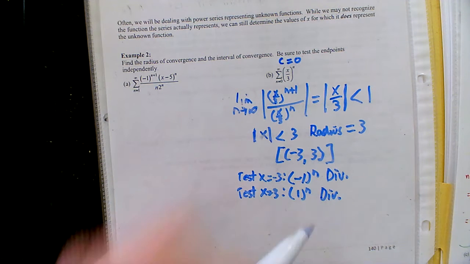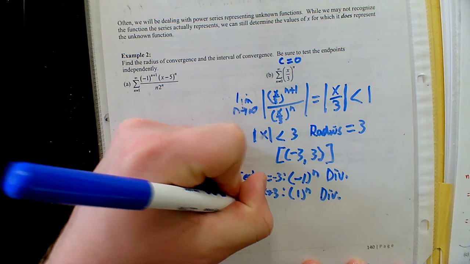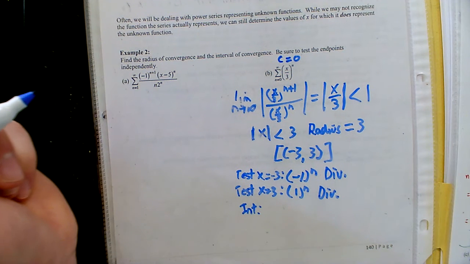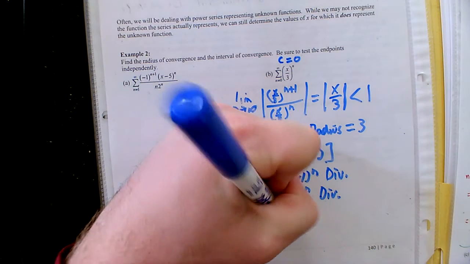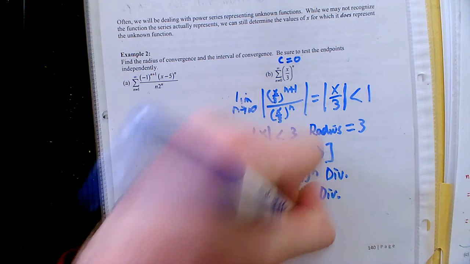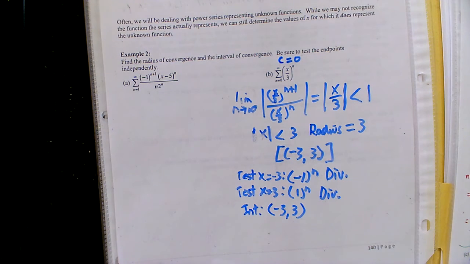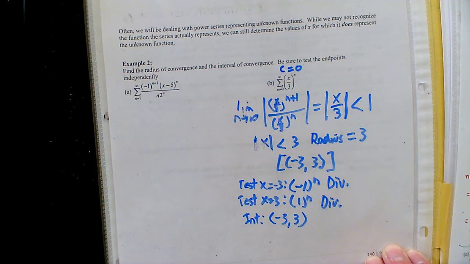So we tested our endpoints. So our final interval has to be what? Final interval. Open on both sides. Yep. -3 to 3, and it's an open interval. All right, any questions on this one? Anybody still copying? All right, let's go ahead to the next page.